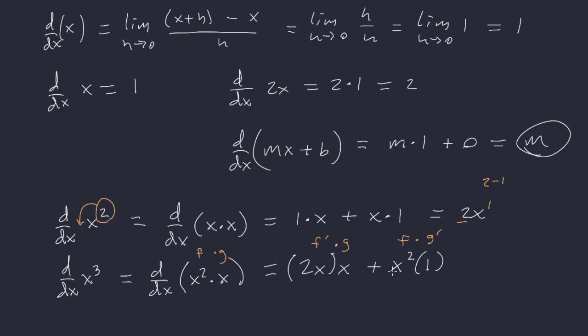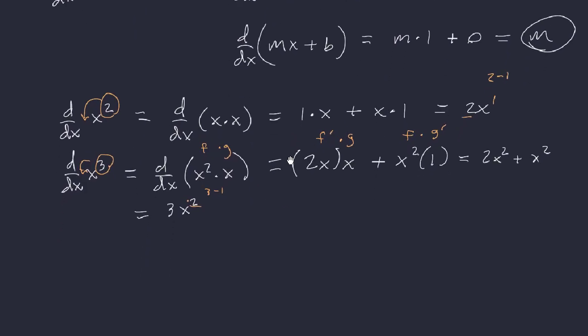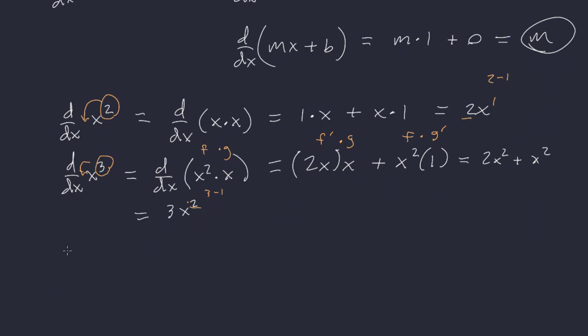Okay? When we simplify this, we're going to get here 2x squared plus x squared. So this comes out to be 3x squared. Well, what do you know? You bring the 3 down, and then the exponent is 3 minus 1. Okay? How about x to the 4th?